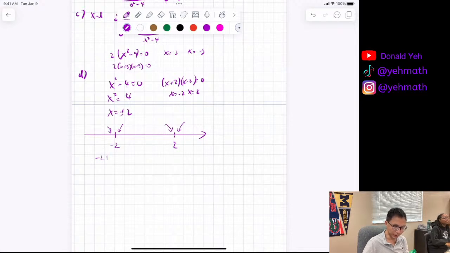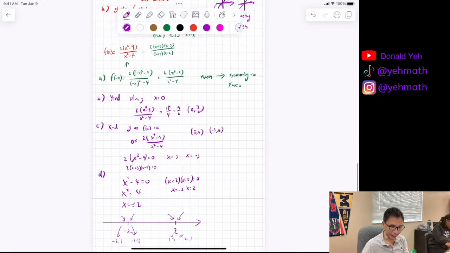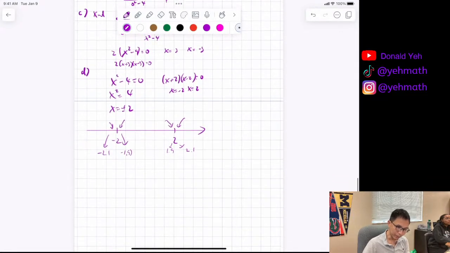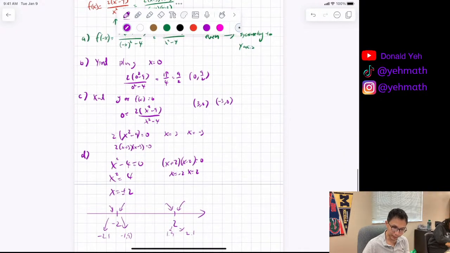Negative 2.1. Good. So this is the point I'm going to test. And then what's this side? Negative 1.9. Good. If you look at a number line, that's going to be really easy. 1.9 and 2.1. Sorry. I'm going to plug into the factored form because I think that form is easier for me to judge the sign. So let's just plug in negative 2.1.